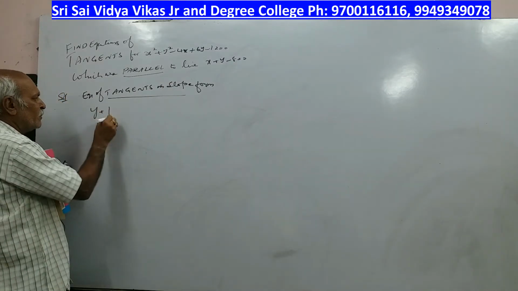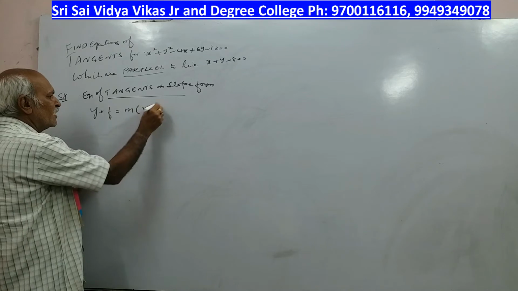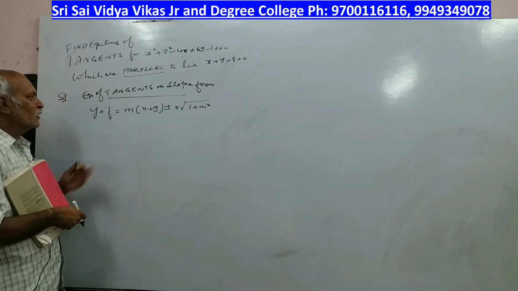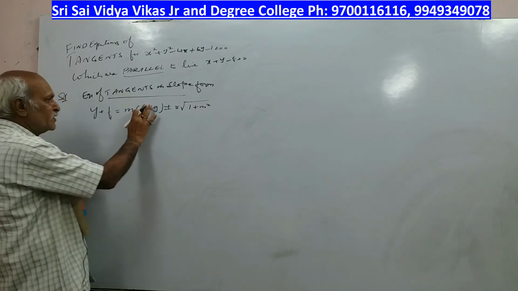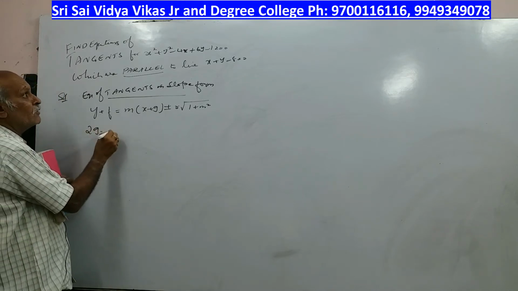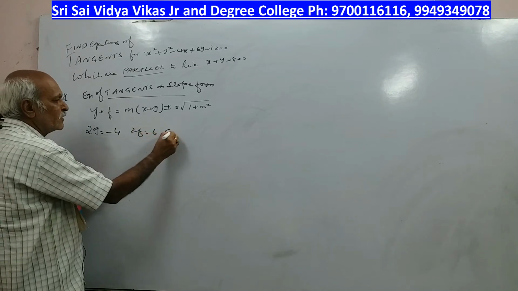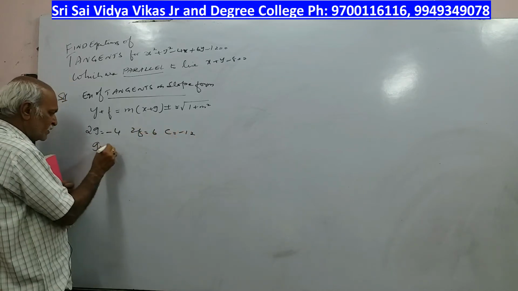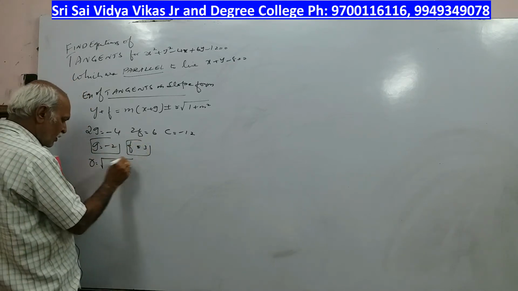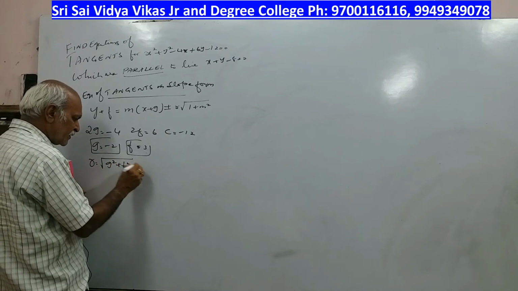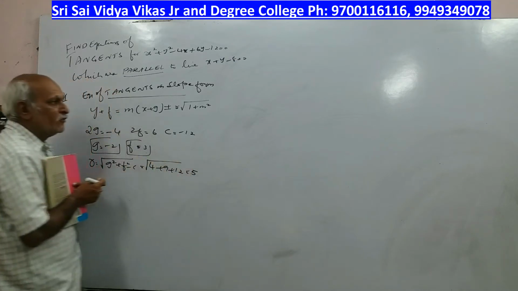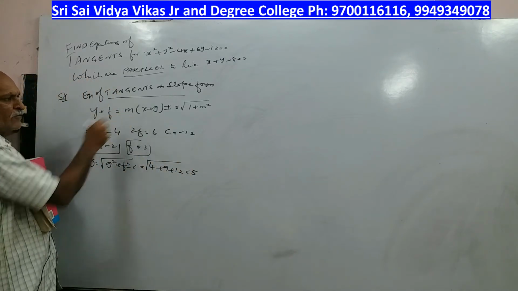The formula is y plus f is equal to m into x plus g plus or minus r into root of 1 plus m square. Here, 2g is minus 4, 2f is equal to 6, c is equal to minus 12. So g value is minus 2, f value is 3. The radius is root of g square plus f square minus c, which is nothing but root of 4 plus 9 plus 12, is equal to 5. We got g value, f value, r value, and we need the m value.